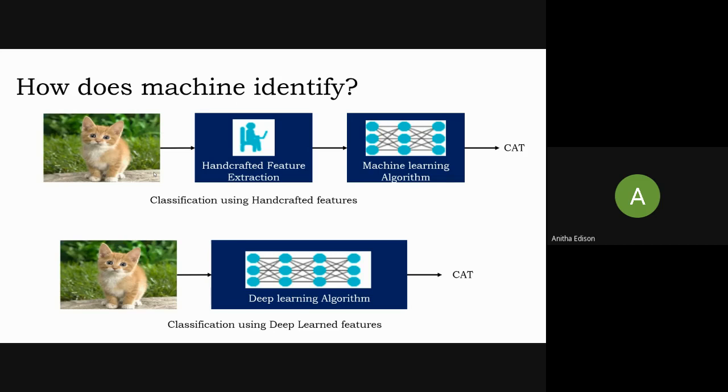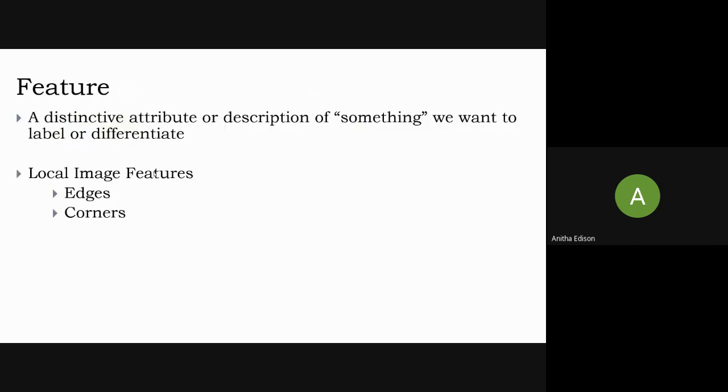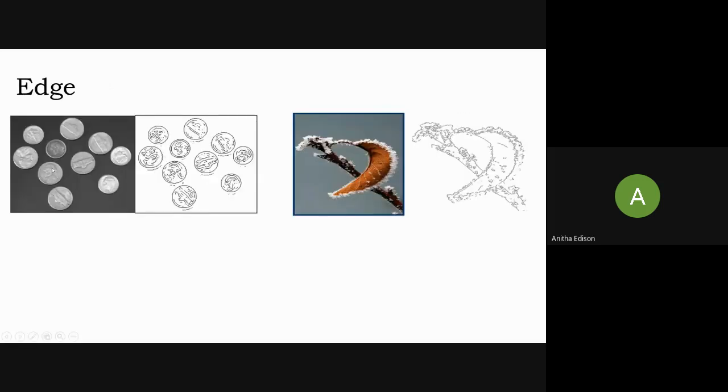So what we can do is extract some distinctive attributes or some description of something that we want to label or differentiate, and these are called features. The most commonly used local image features are edges and corners. So we'll see how to identify the edges first. We have an image like this, and after extracting the edges, you will get something like this. And this is another image, and edge detection will give you this image.